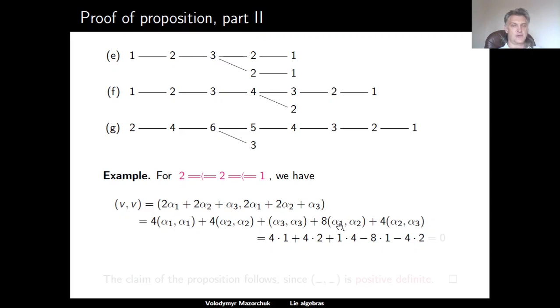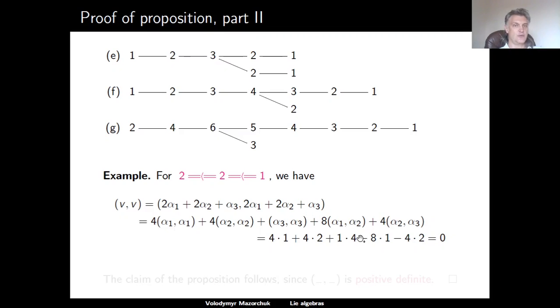Again, the scalar product of alpha 1 and alpha 2 is equal to minus 1, because this is what happens in the root system of type B2. The scalar product of alpha 2 and alpha 3 is equal to minus 2, because it is minus 1, which is what happens in the root system of type B2, but here the roots are square root of 2 times longer than the corresponding roots in the root system of type B2. Therefore, it will be minus 4 times 2. And when we compute this expression, we get 0, exactly as claimed.